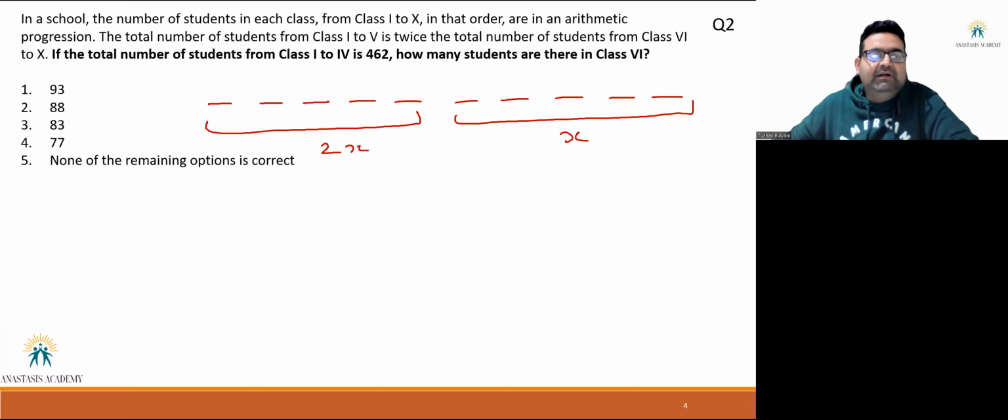It also says the sum of the students for the first 4 is 462. So how many students are in class 6? This value I have to find out. Class 6 value I have to find out from the options.